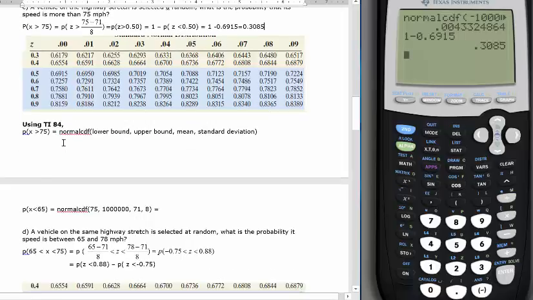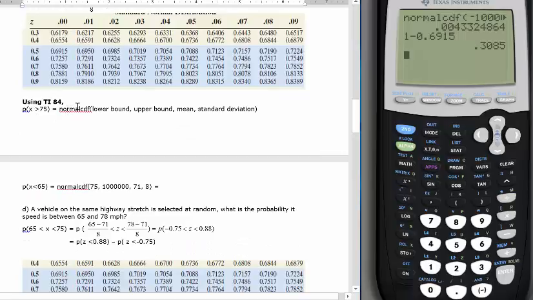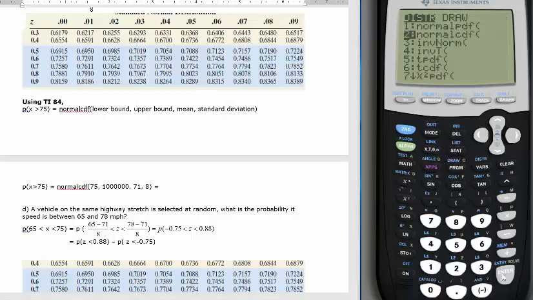Using the TI-84. Again, you have to go normal CDF, lower bound, upper bound, mean, and standard deviation. So probability of X greater than 75. All right, we'll go second variables, normal CDF. Now, what's the lower? I said I want the probability of X more than 75. So 75 is the lowest value that we can begin with, so I'll put 75. What's the upper? There is no limit for the upper, so you can make it 1 million.